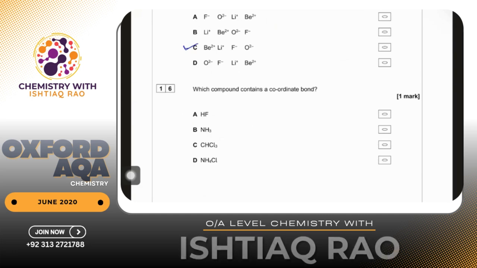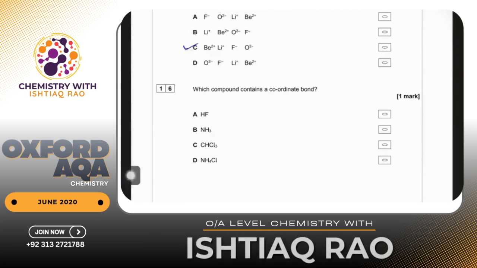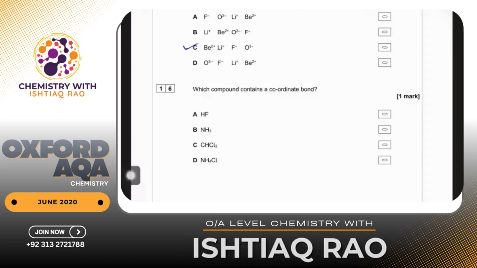Which compound contains a coordinate bond? I think it is NH3. No, it doesn't contain. It can get one more hydrogen, but it doesn't. Can you draw CHCl3? I think it could be that one. CHCl3 has no lone pair of electrons. It has no dative bond because carbon has a valency of 4. It's going to make 4 covalent bonds: 1 hydrogen and 3 chlorine, so the total is 4. So it's already full, so it has to be D.